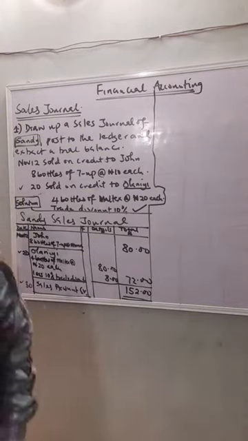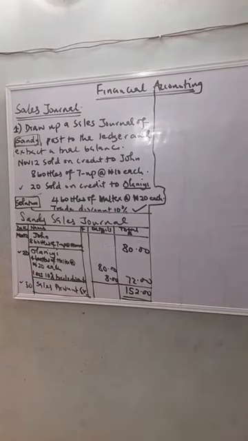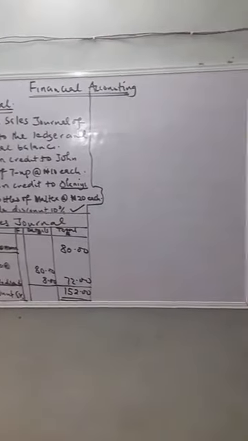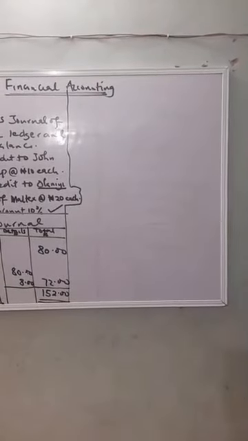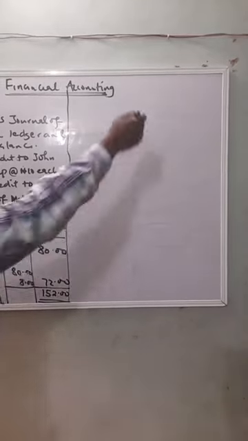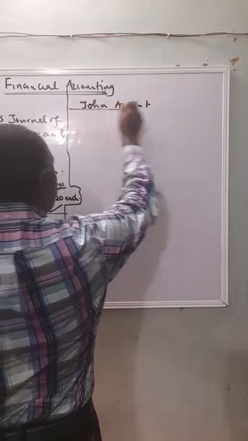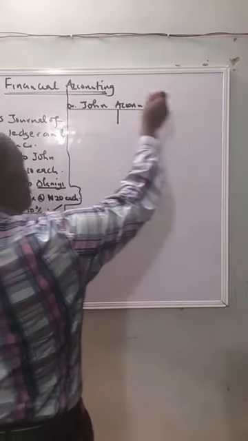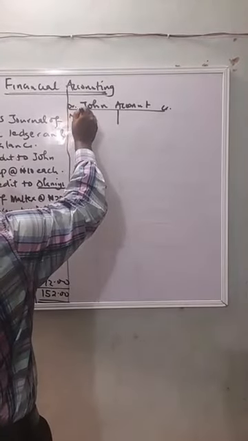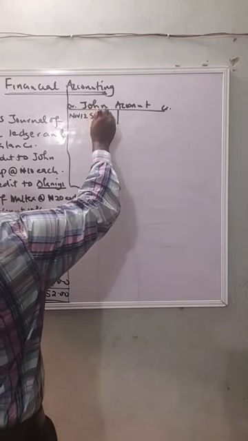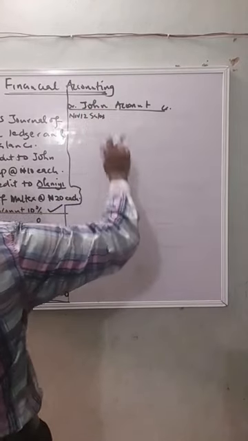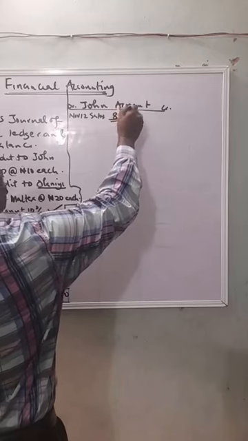The question did not stop there. It says post to the ledger and extract a trial balance. So that's simple application of double entry. If you look at what I've just told you, we sold to John. John is receiving. John account will be debited. This is our debit side. This is our credit side. So, because we sold to John, John is receiving. We write November 12th. I'll write sales because it is from sales journal. And the amount is 80 naira. We'll close the matter like this.